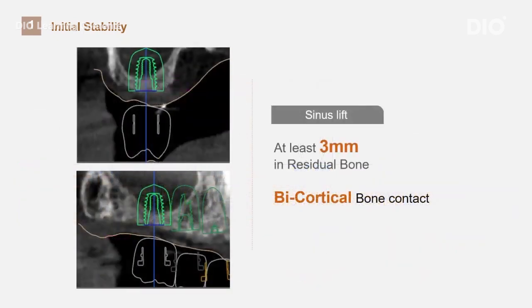In the case of a sinus lift, it must be planned so that at least 3 mm of fixture thread is fixed in the residual bone. In addition, as illustrated in the photo above, it must be planned to achieve initial stability in the cortical bone at both the upper crestal part and at the bottom of the maxillary sinus. This is referred to as the bicortical bone contact method.